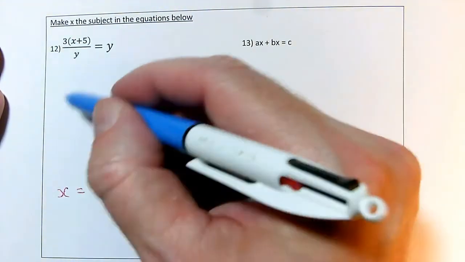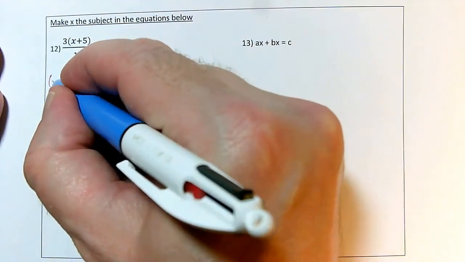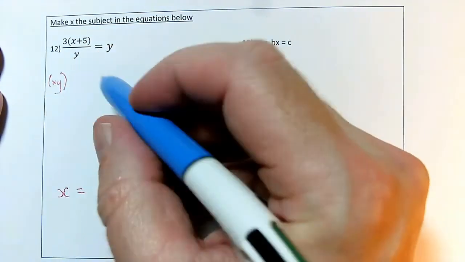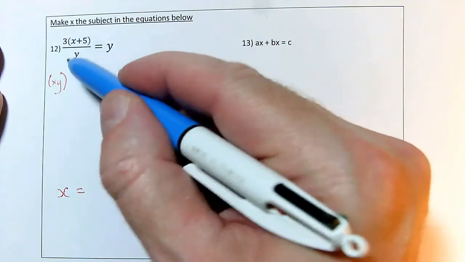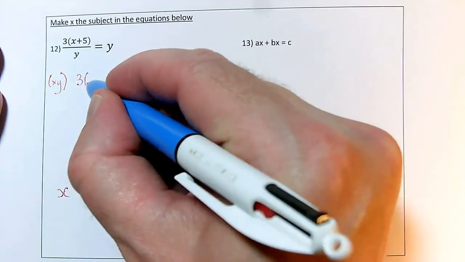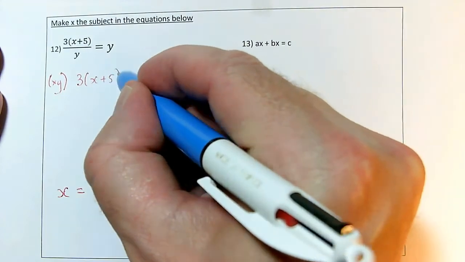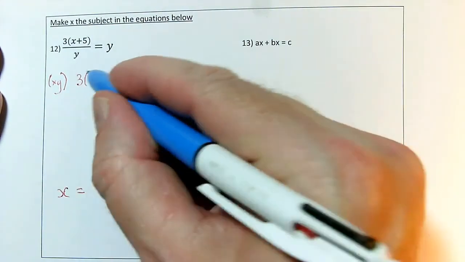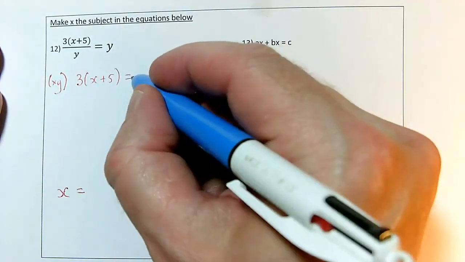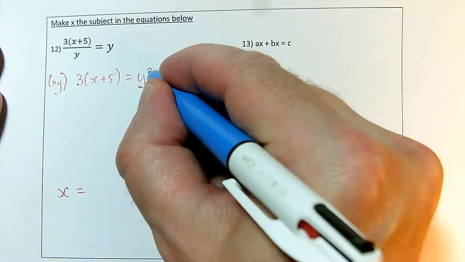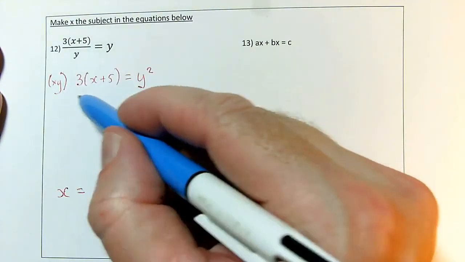Well, on the bottom I've got a y, that's division by y, so I'm going to multiply both sides by y. So if I multiply this side by y, I'm undoing the division by y, so this is 3 brackets x plus 5. Now on the other side, if I've multiplied this side by y, I've got to multiply the other side by y, so I'm going to get y times y, that's y squared. Okay, what's the next layer I've got to remove here?